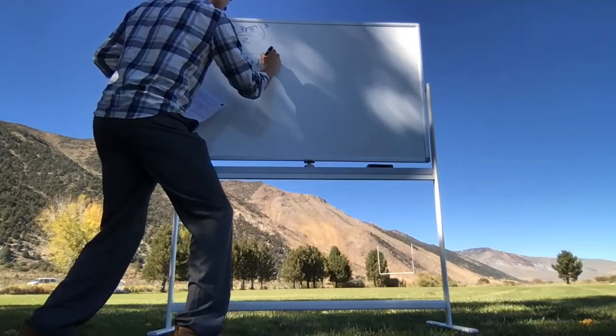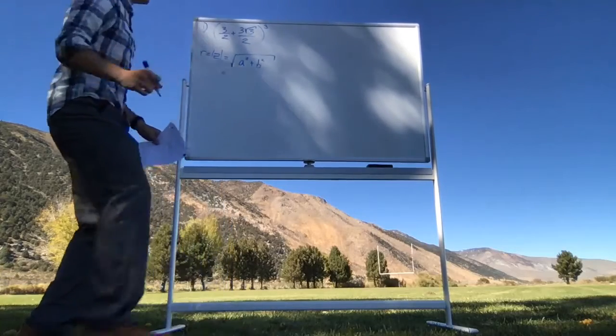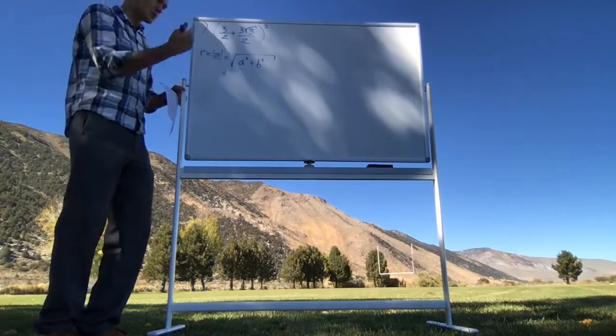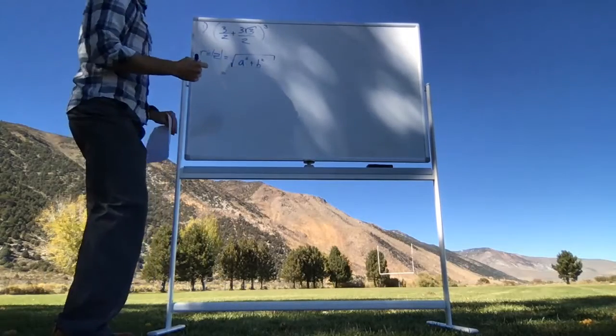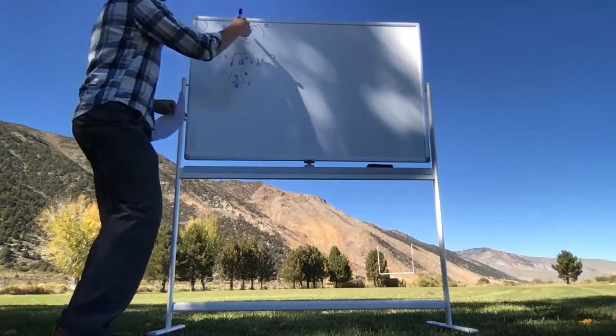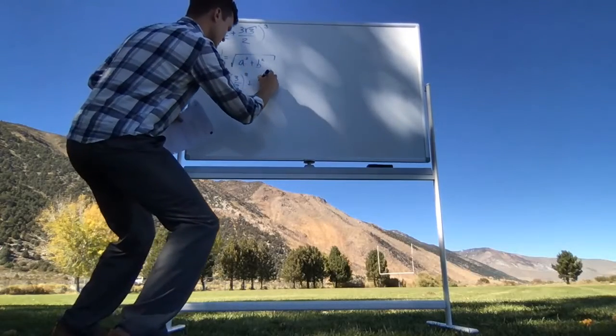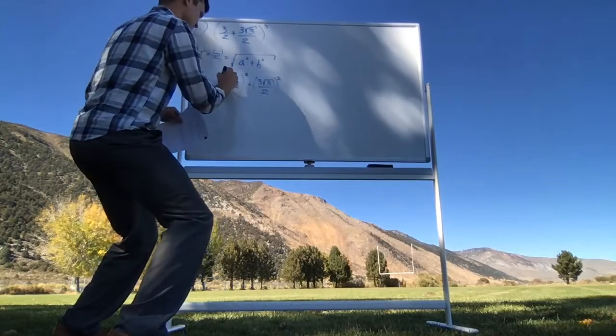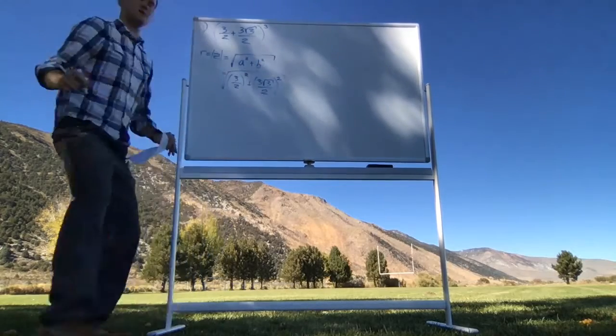A squared plus b squared. There it is. Which means I'm going to take this 3/2 and square it. I'll show my work. 3/2, and I'm going to square it, plus this 3 root 3 over 2 and square it. And I still have the square root on the very outside.